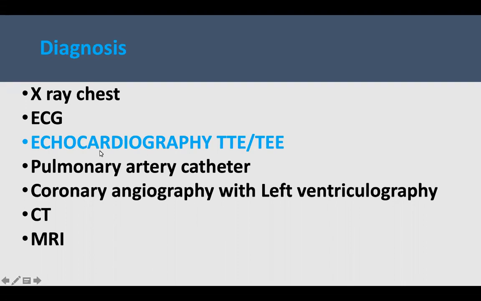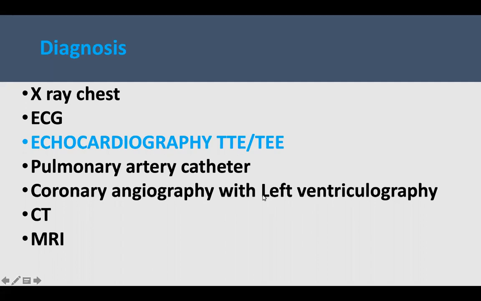The most important diagnostic tool we have is echocardiography, both transthoracic and transesophageal. The pulmonary artery catheter will also help in diagnosis, but it is not a must. Of course, coronary angiography should be done in such patients. And in the cath lab, you can do left ventriculography, and we can diagnose with the left ventriculography.